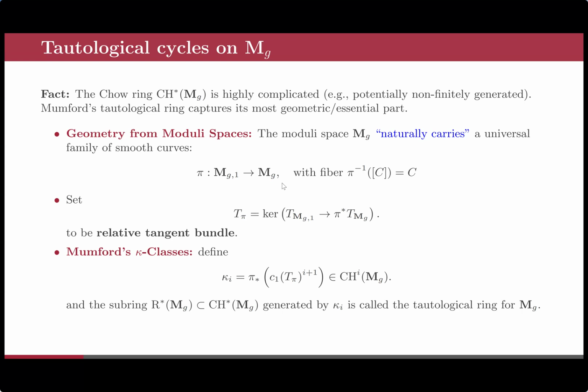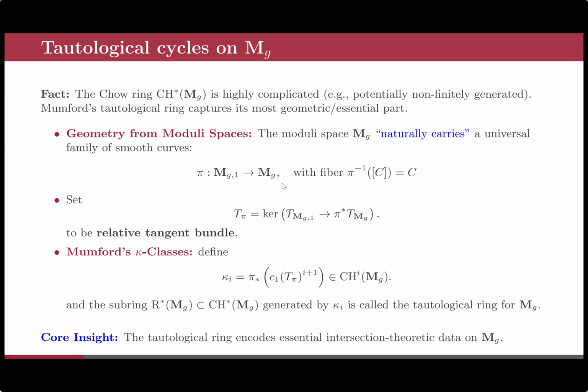And then Mumford defined the subring generated by these kappa classes called the tautological ring. Okay. And the Mumford slogan is basically that this tautological ring encodes the essential, the important geometric data on the M_g.